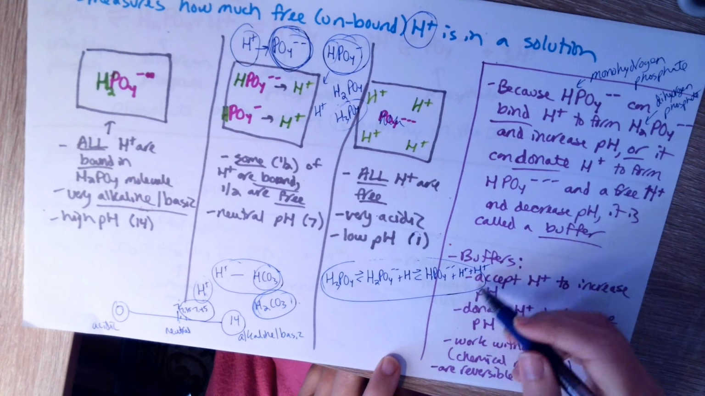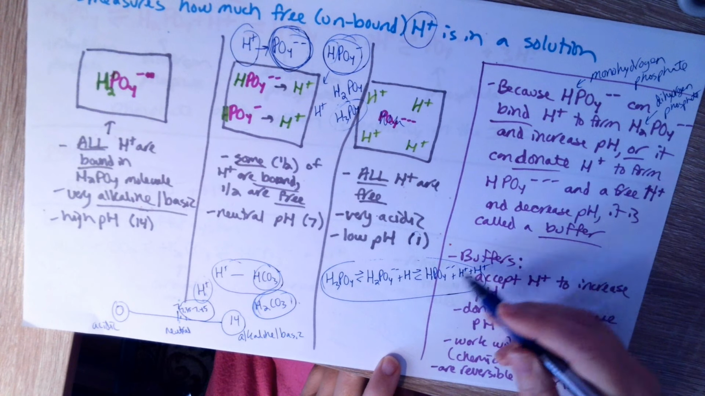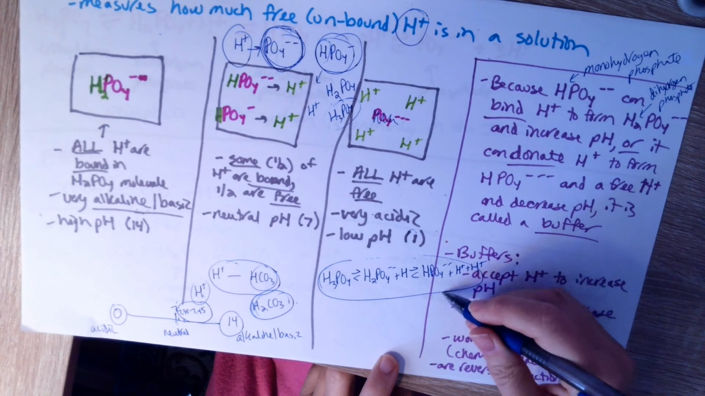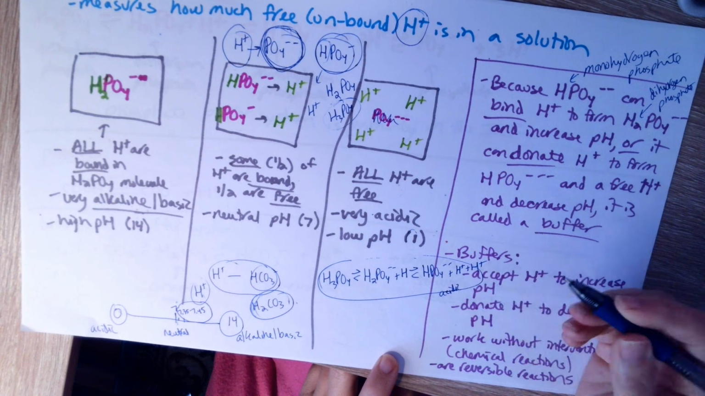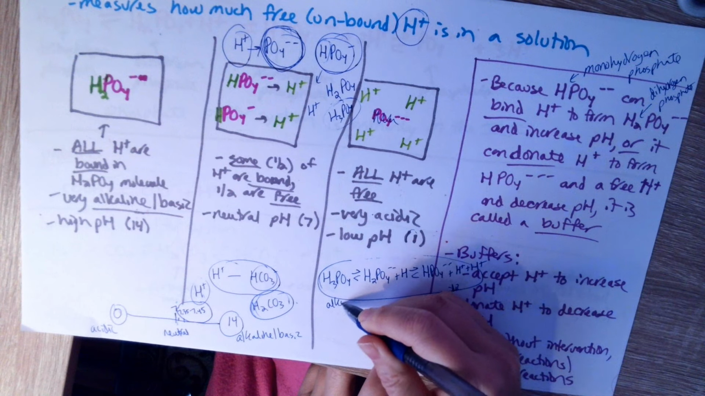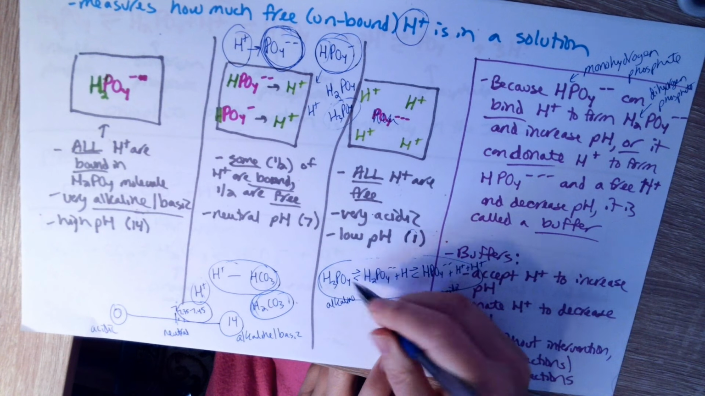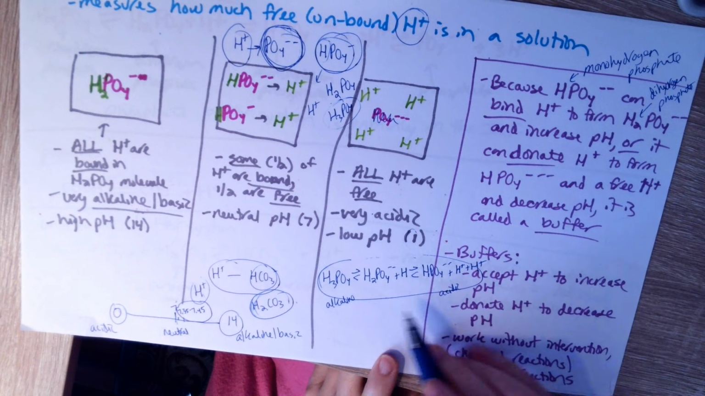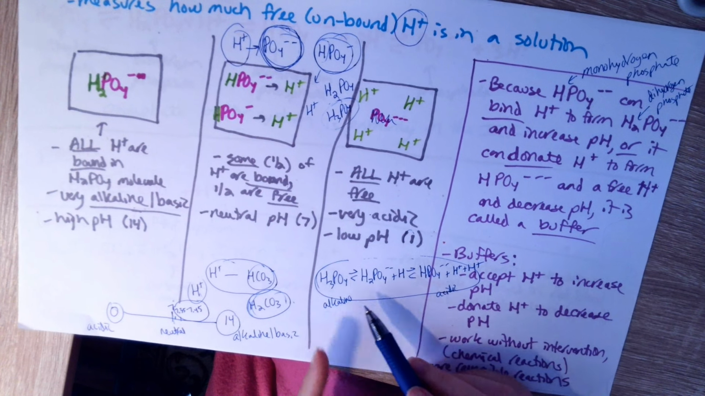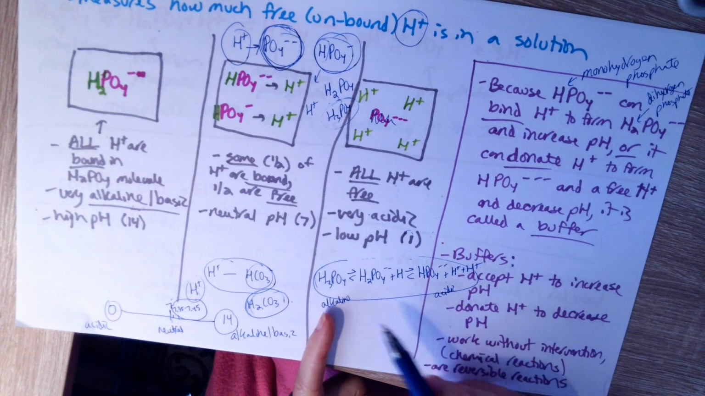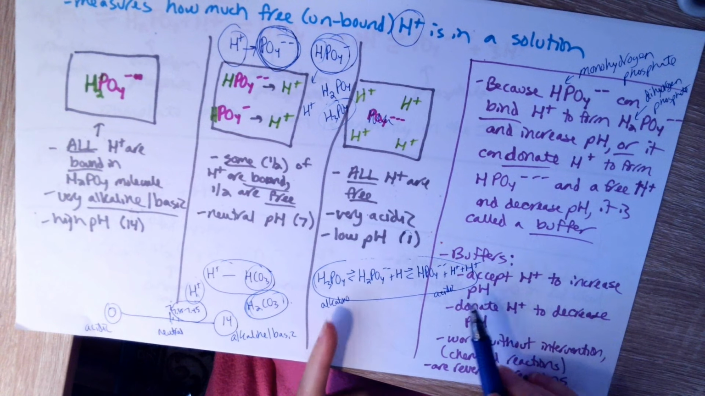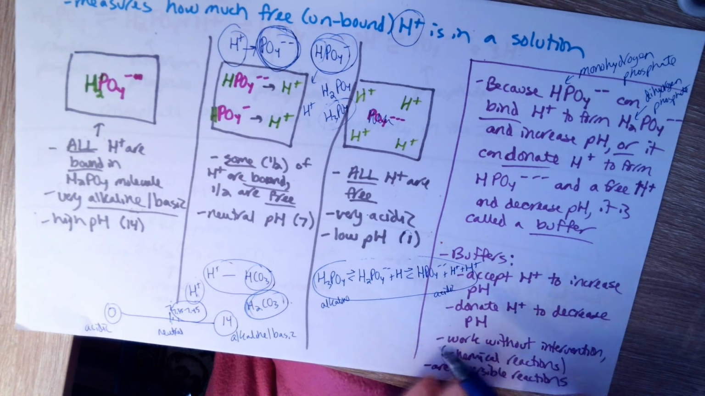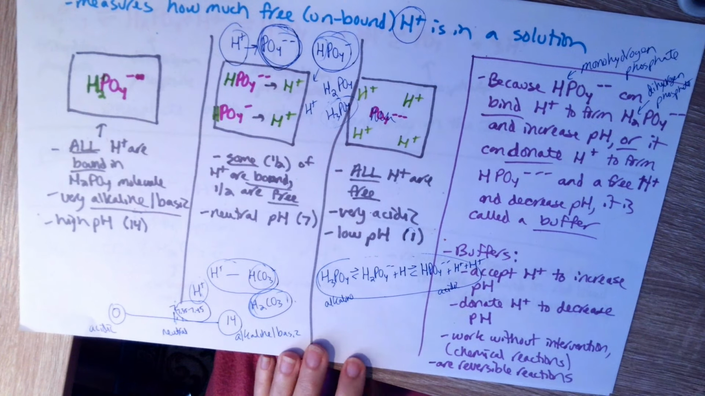Now over here where we have lots of free hydrogens, that would be the lower pH or the acidic side of the equation. And over here where we have all the hydrogens bound up, that would be the alkaline side of the equation. It's just written this way by convention, where we have the alkaline side of the equation over on the left and the acidic side over on the right. But if you wrote it backwards, it would be the same thing because it's a reversible reaction.